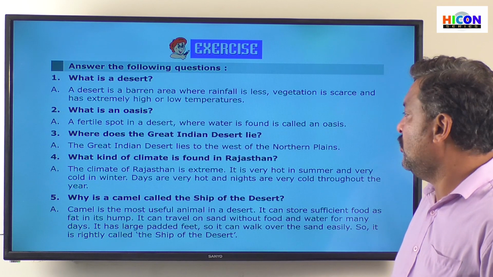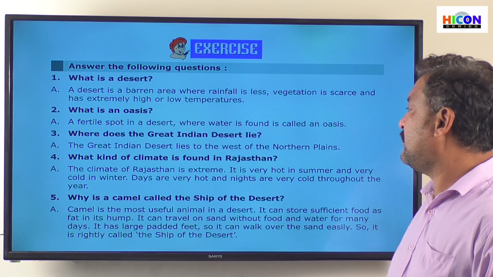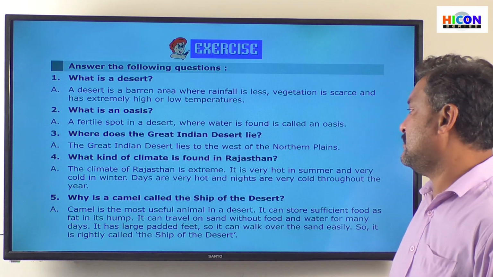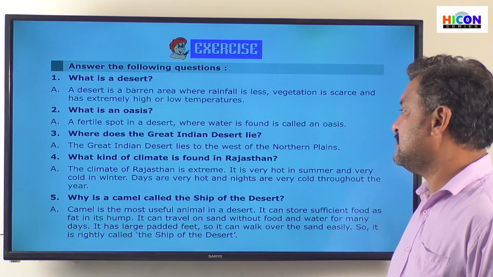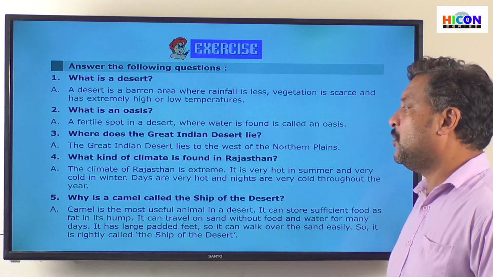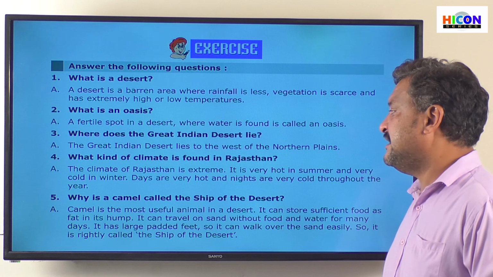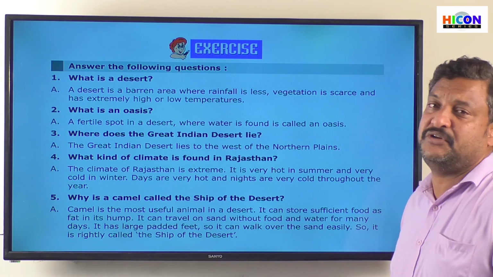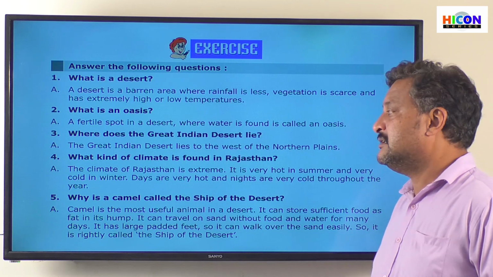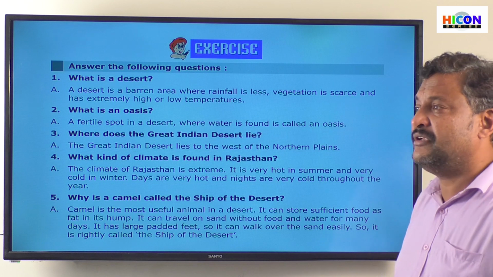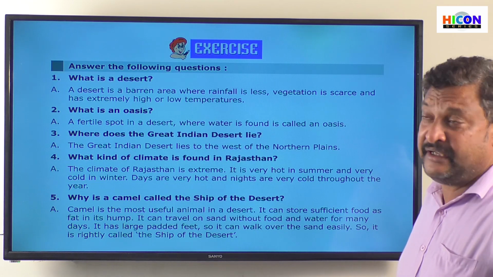Next one. What kind of a climate is found in Rajasthan? The climate of Rajasthan is extreme. It's very hot in summer and very cold in winter. Days are very hot and the nights are very cold throughout the year. See, the climate of Rajasthan is extreme. Desert regions have extreme climatic conditions.